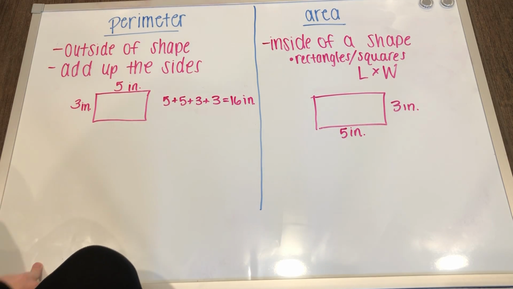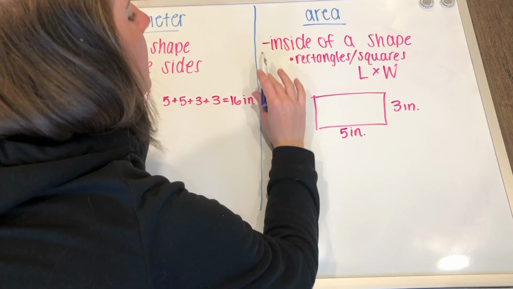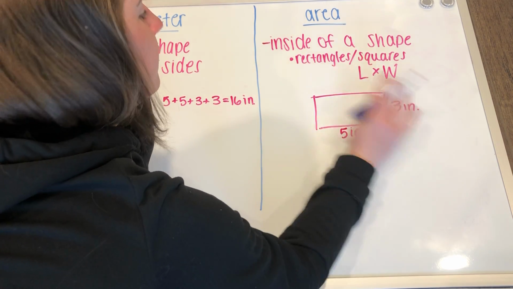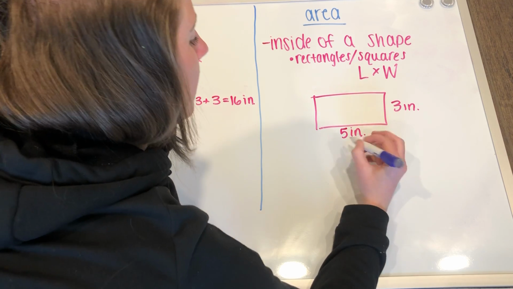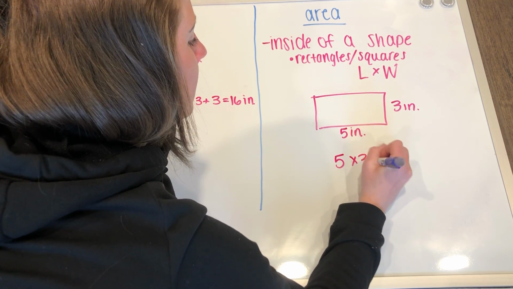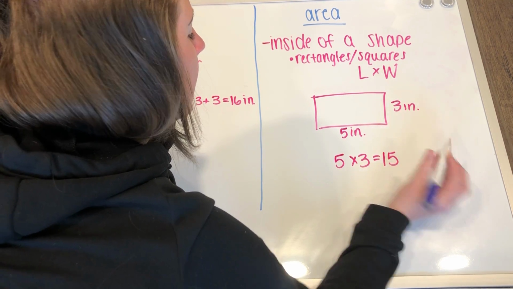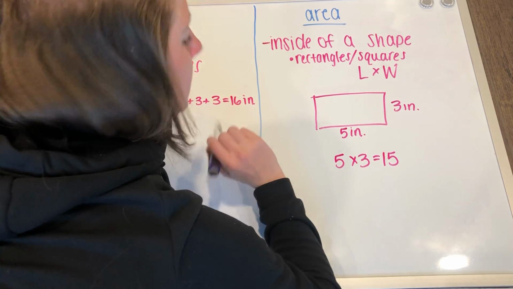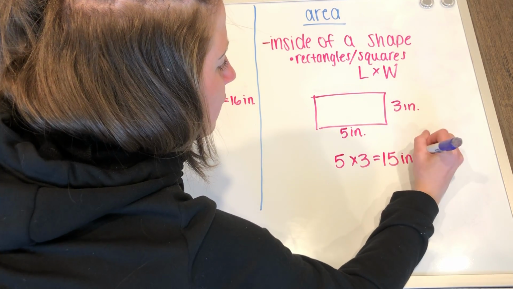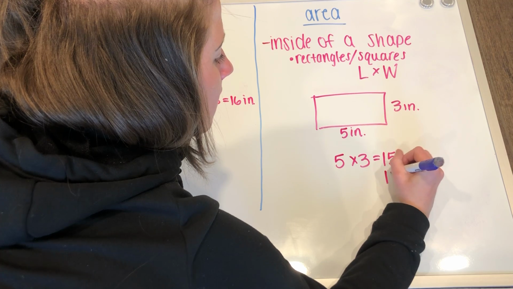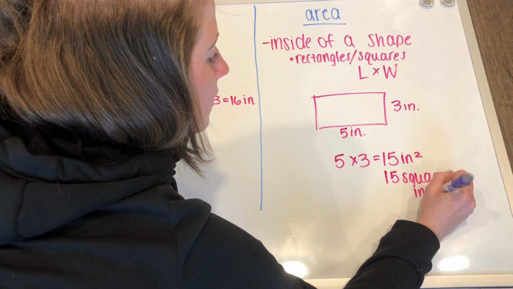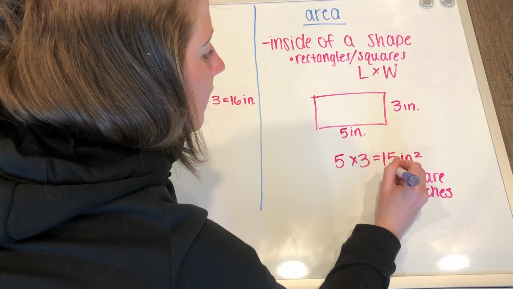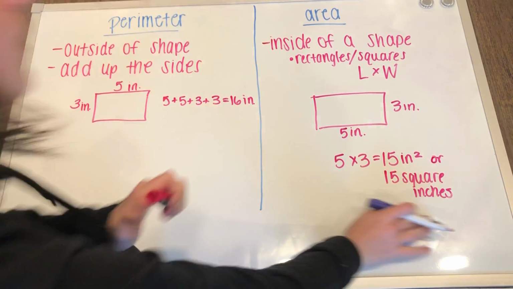Now when we get to area, that's the inside portion, and so we just know for rectangles and squares, to find the area, we multiply the length times the width. So we're gonna do 5 times 3 and get 15. Except where before our perimeter was in inches, this is going to be in inches squared or squared inches, because we are multiplying 2 units together, okay? So that's gonna be our unit.